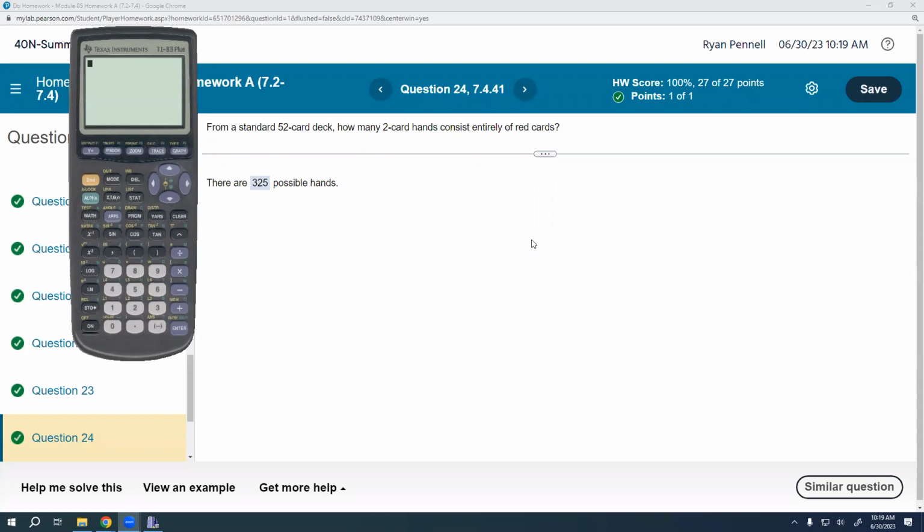Number 24 says, from a standard 52 card deck, how many 2-card hands consist entirely of red cards? Right, we have 52 cards. Well, out of 52, how many are red? Half of them are. So if I cut that in half, I have 26. I want 2-card hands. So I can do 26 choose 2. So 26 choose 2 is 325. 325 different ways that could occur. Okay. Hopefully that's helpful.